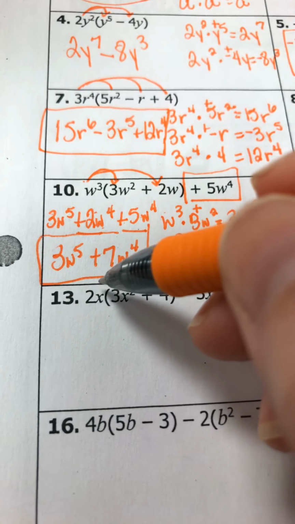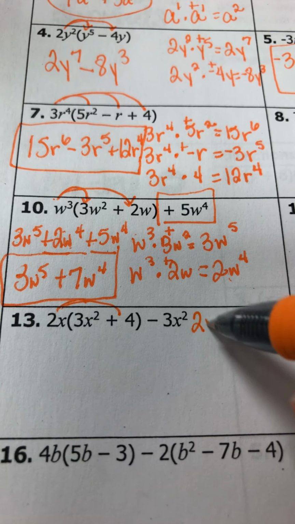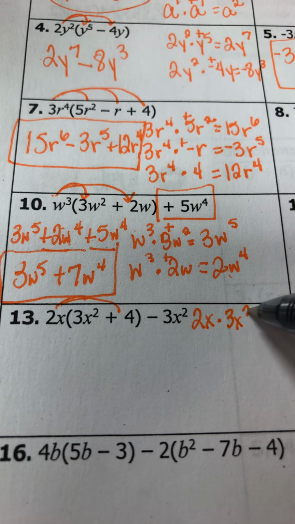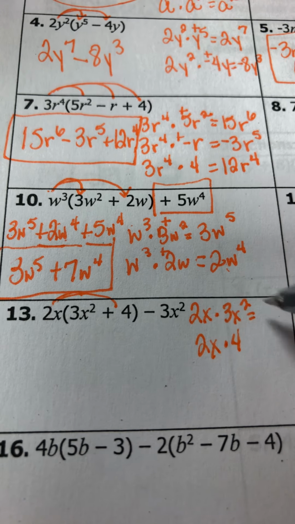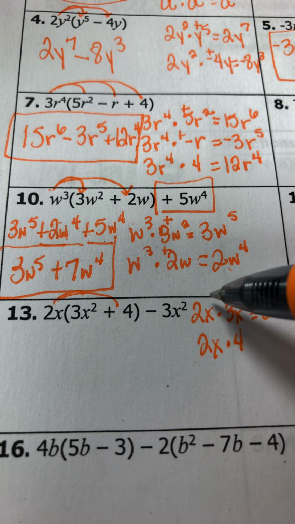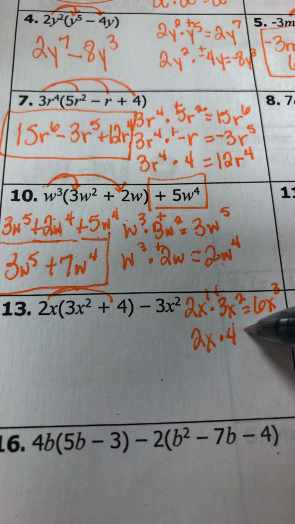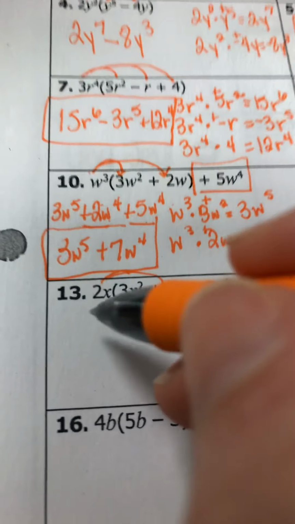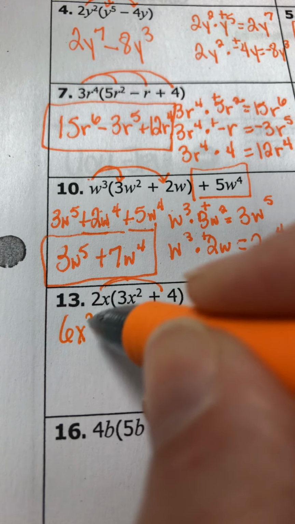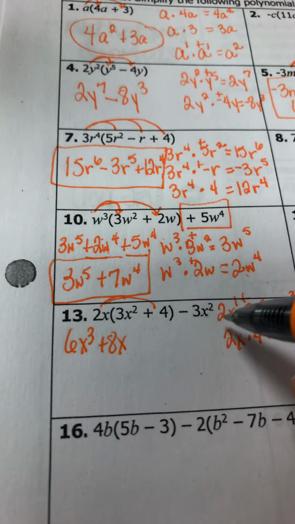Let's do the same thing on 13. Let's distribute here and here. So we have 2x times 3x squared, and then we'll have 2x times 4. 2 times 3 is 6. When you multiply with the same base, add your exponents. And then 2 times 4 will give me just 8x. So I have 6x to the third plus 8x. That's my multiplication right there.